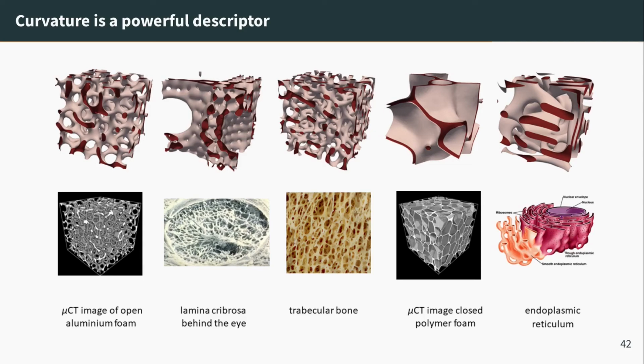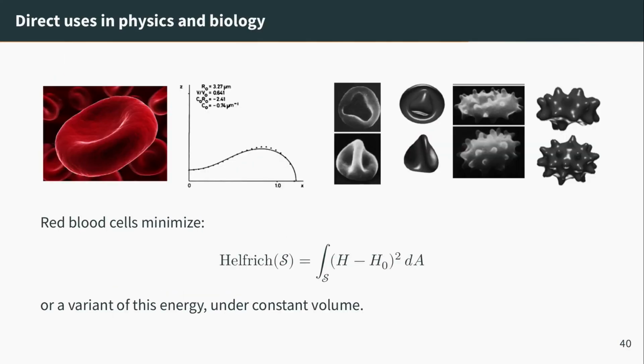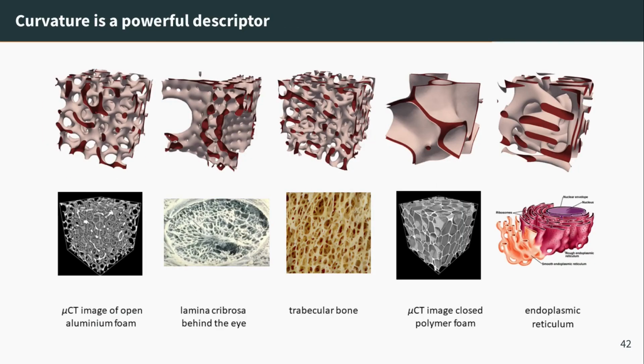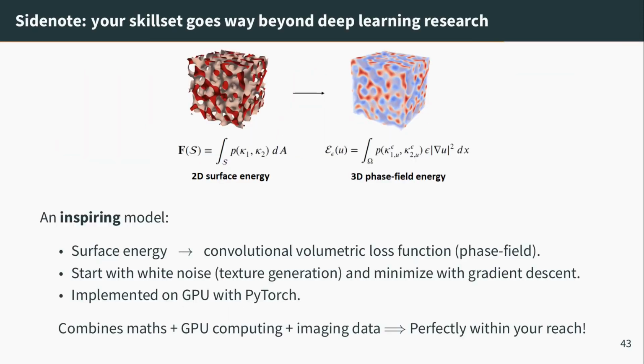So for me, it's very surprising to see that just with a simple polynomial, we're able first to simulate red blood cells and then to simulate forms in biology. So it definitely captures something interesting. And as a side note, I would like to stress that those images were generated by people who come from the MVA. Okay, so just to tell you that your skill set goes way beyond doing deep learning research.